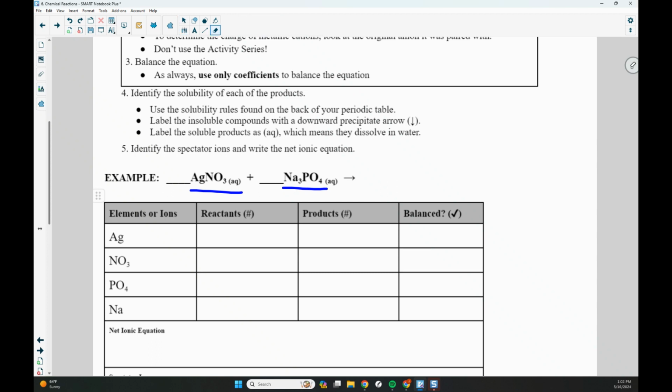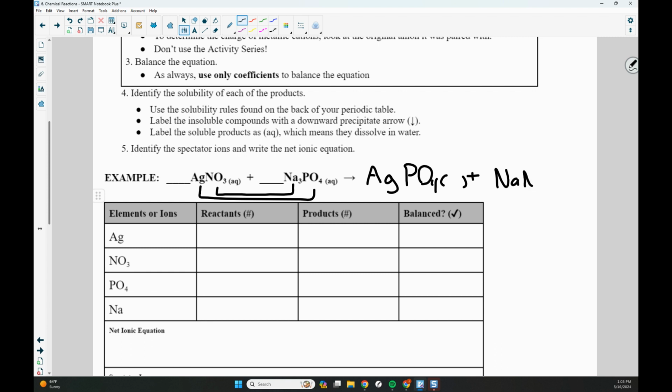So step 1 we learned yesterday is to switch the dance partners up. So that is going to be silver and phosphate on this side. And we don't yet know the state of matter, but I'm going to put some parentheses there for that. And it's also going to be sodium nitrate. And we don't yet know the state of that matter. So that's step 1, switching the dance partners. Any questions about that before I go on to step 2?